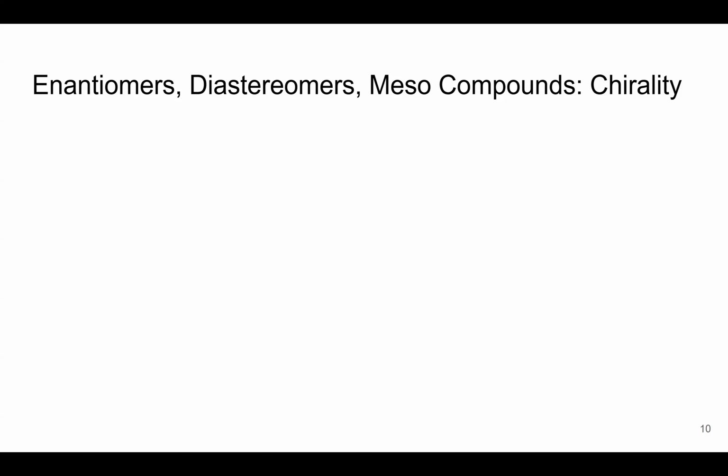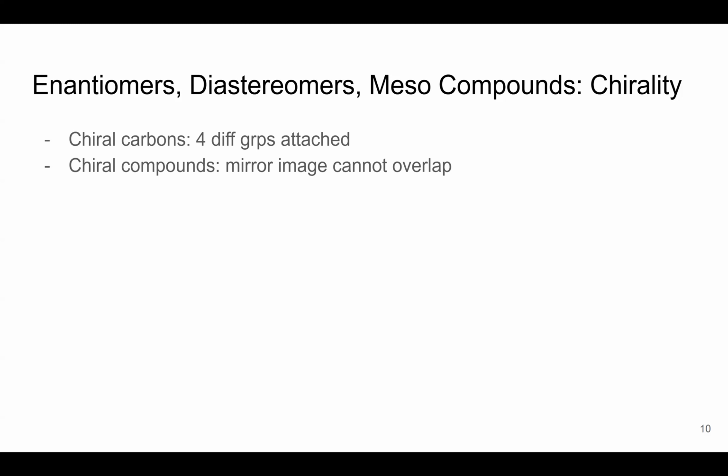So when we're ready, we can begin talking about enantiomers, diastereomers, and meso compounds. So I'm going to re-emphasize chirality here. Chiral carbons are carbons with four different groups attached to that carbon. And chiral compounds are compounds whose mirror images cannot overlap or superimpose with each other. So for example, you can take out your left hand and your right hand. You find that they are mirror images of each other, so they cannot overlap with each other.